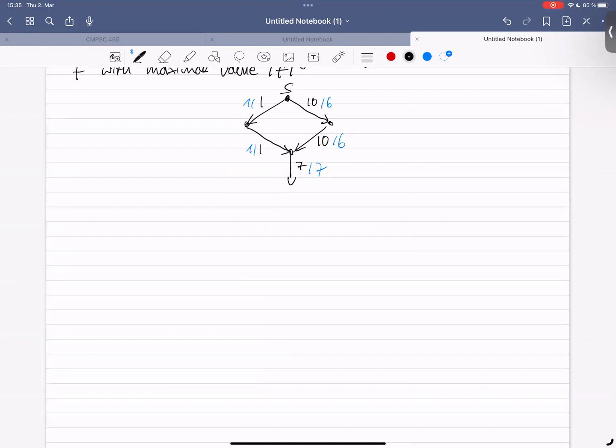Oh, there's a question or a... In this case, yeah, because we have a direction from S to T. Yep.